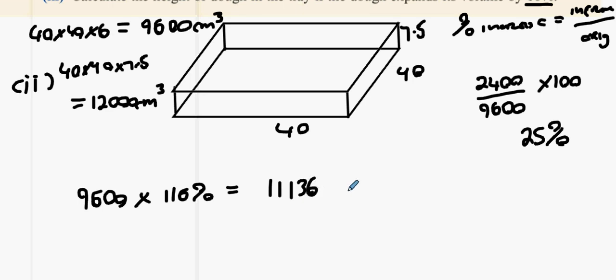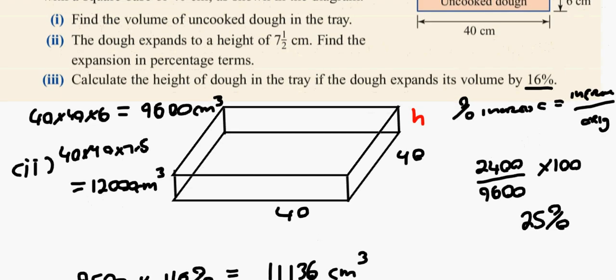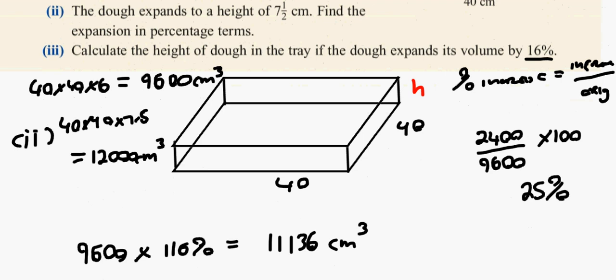11,136 centimeters cubed. Everybody happy with that? Now, how does that get formed? It gets formed by multiplying 40 by 40 by what? H. Calculate the height of the dough. I'm not done yet. Can I finish?